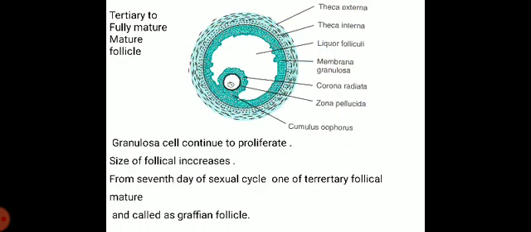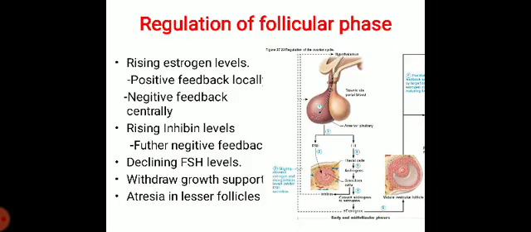Only one follicle is selected to become the mature Graafian follicle in the follicular phase of the cycle, and the rest of the follicles degenerate and become atrophied by apoptosis.